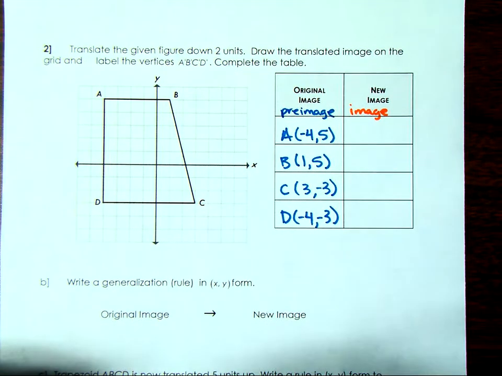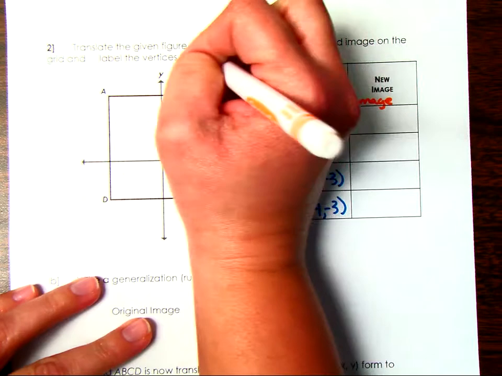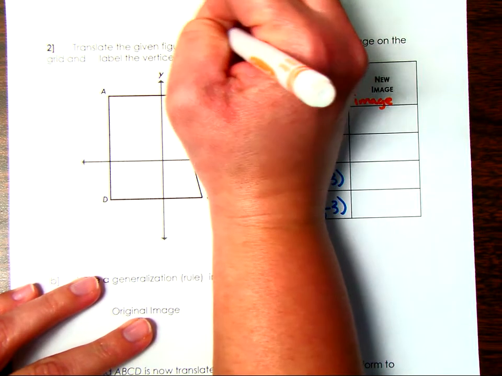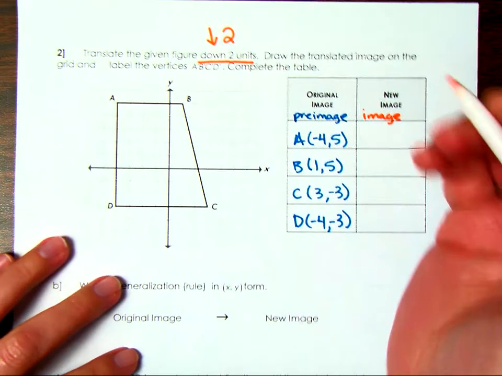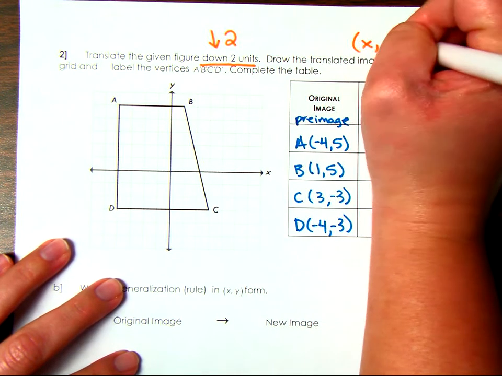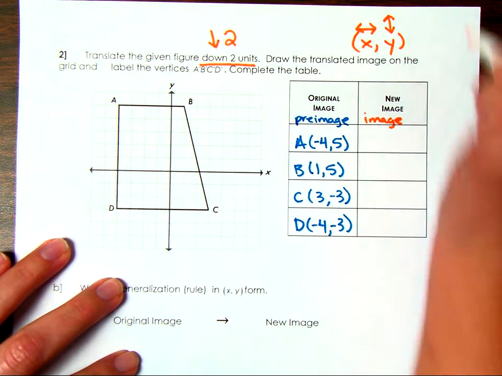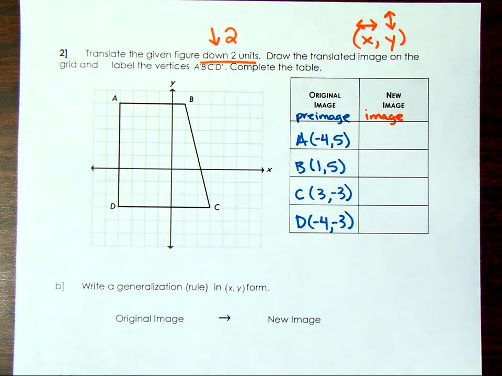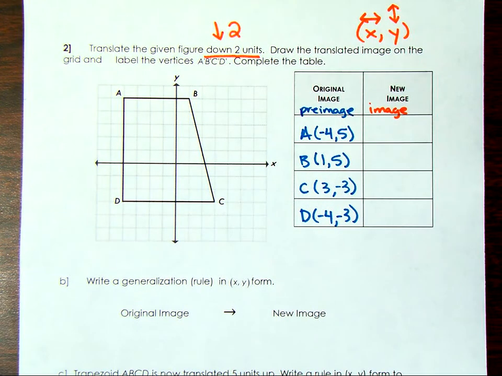Let's see what we're doing here. It says translate the given figure down 2 units. If you're going down 2 units, is your X or your Y going to be affected? X goes left to right, Y goes up and down. So it looks like our Y's are going to be affected, and we'll show it with the picture. It says draw the translated image on the grid and label the vertices A prime, B prime, C prime, and D prime, and complete the table.